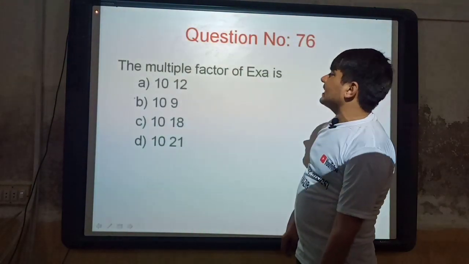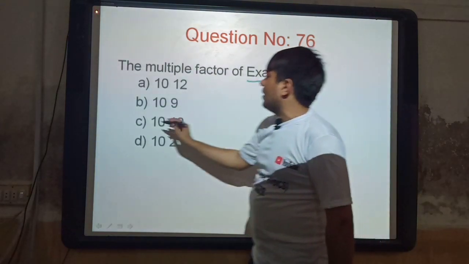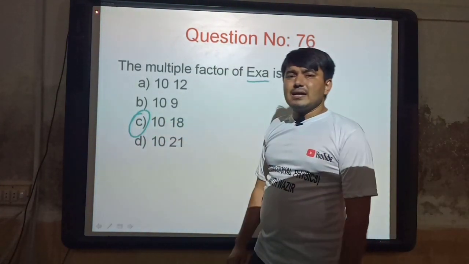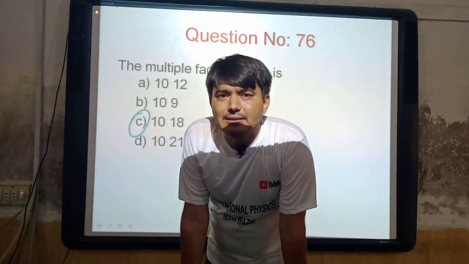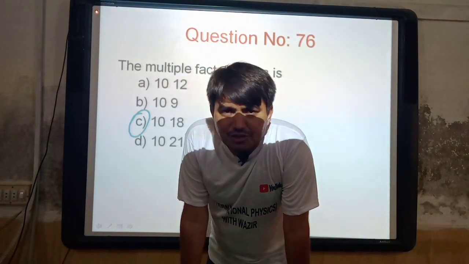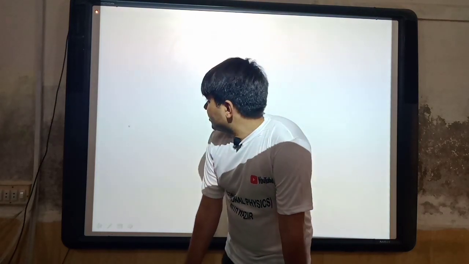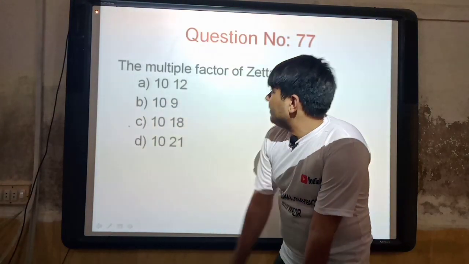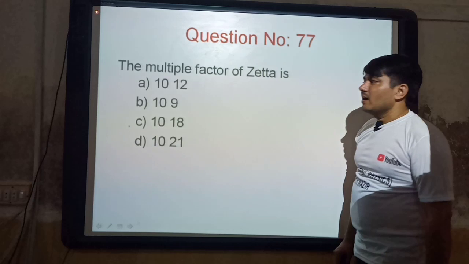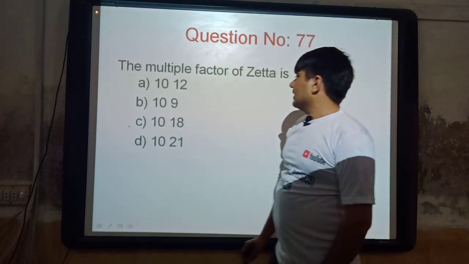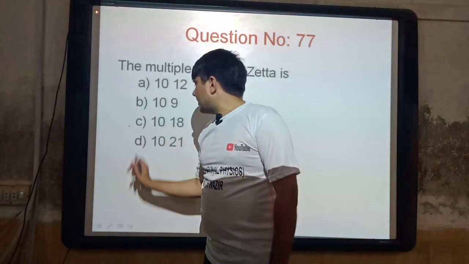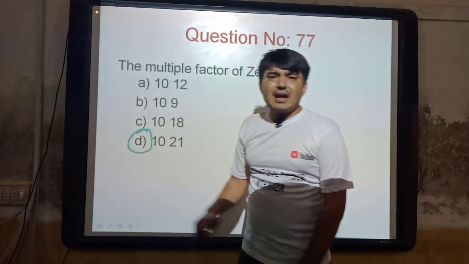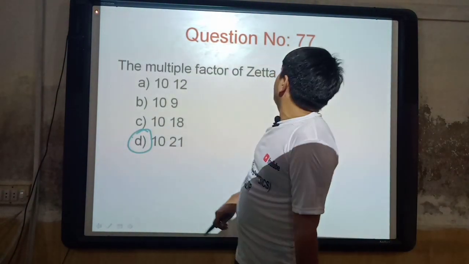Multiple factor of exa. Exa is 10 to the power 18. So the correct option is 10 to the power 18. Another question for you, the multiple factor of a zetta. Zetta is what? It's a representation, zetta is 10 to the power 21.